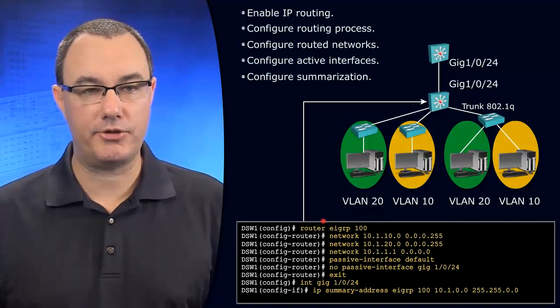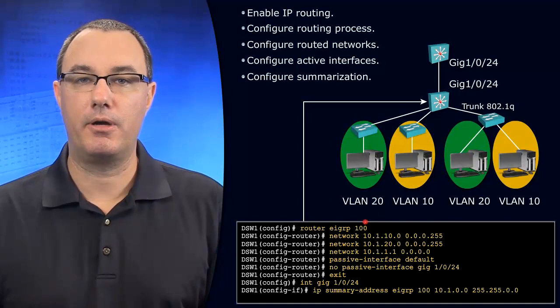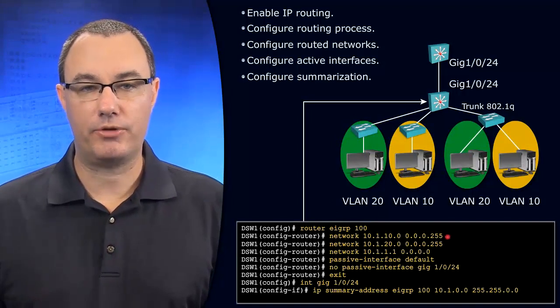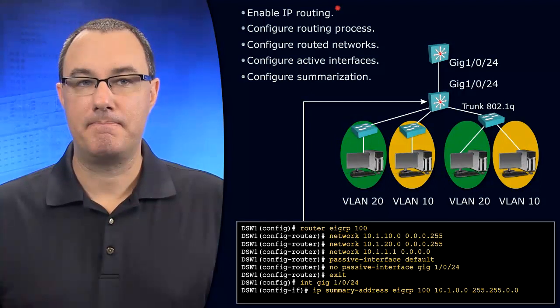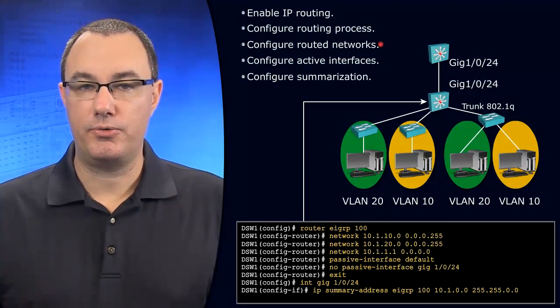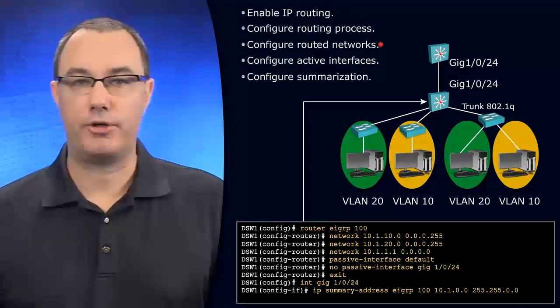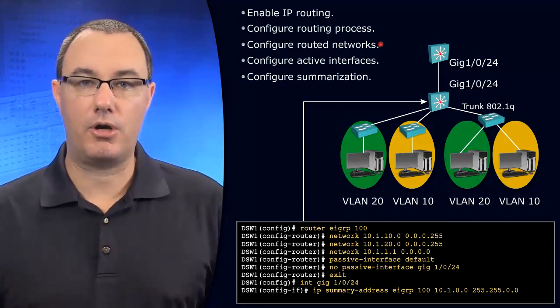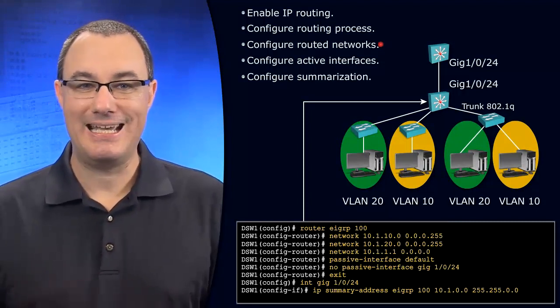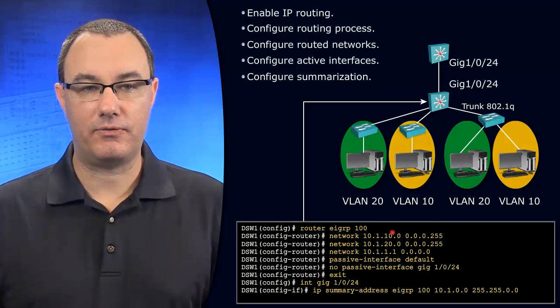We do router EIGRP, match the autonomous system number, and then we configure our network statements. So turn on EIGRP, go into the process, enable the network commands that turns the routing protocol on for interfaces within the IP space that is specified.